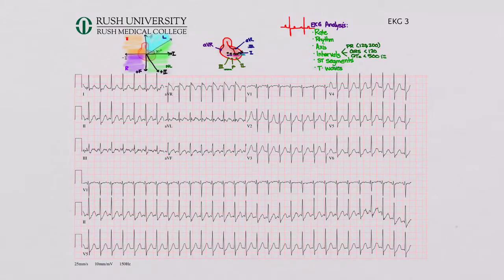Okay, so now let's go through the third EKG, and let's start with rate. It's going pretty fast, with 29 across the bottom, and so 29 times 6 is 174. Then let's look at rhythm.